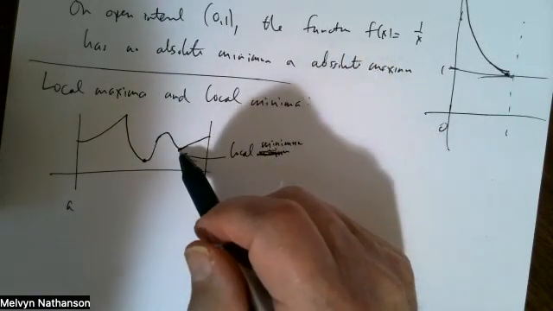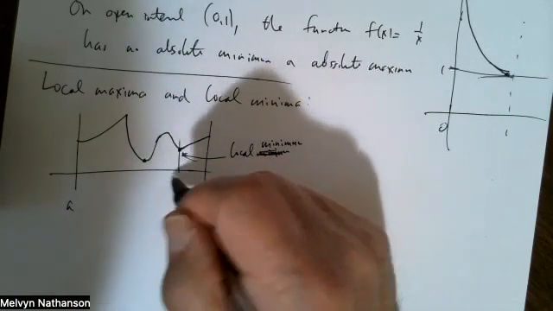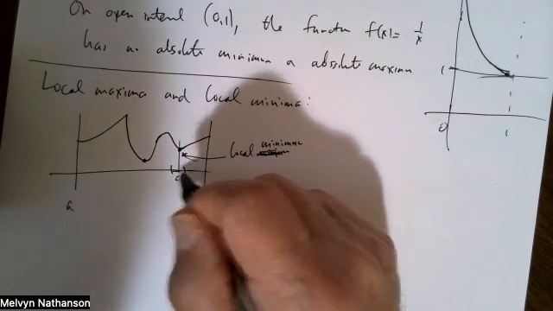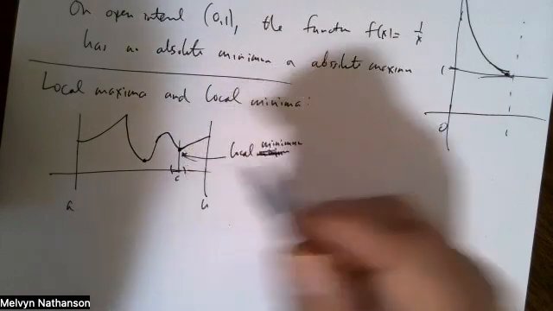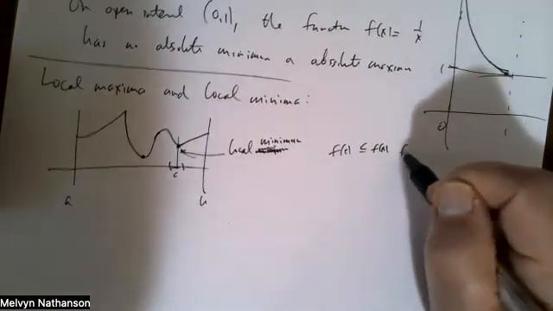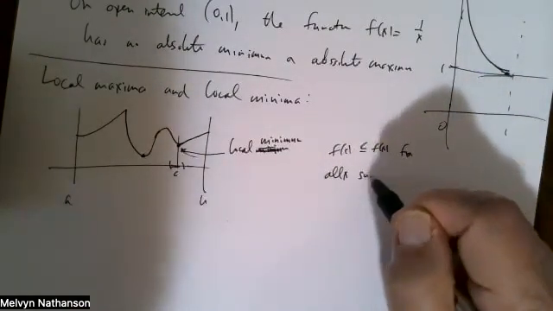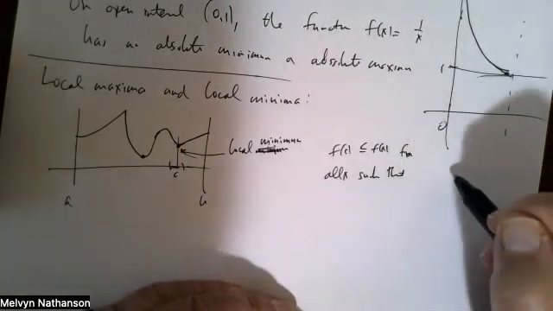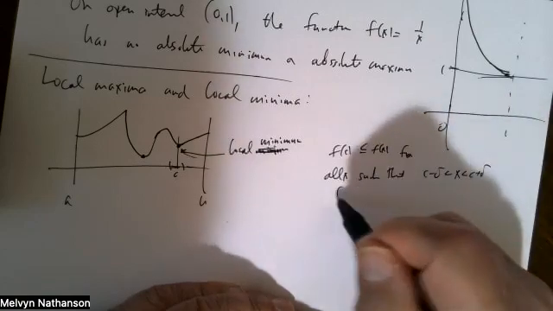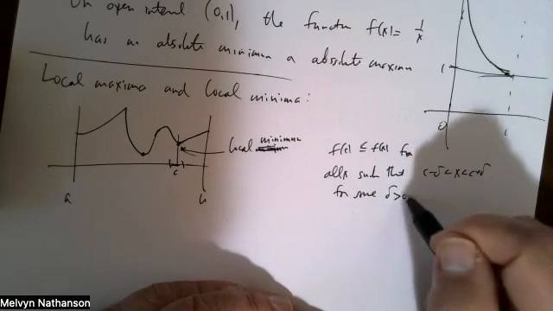So the function is not smaller here than it is everywhere else in the interval, but if you take some little neighborhood around that point called c, then for values of x close to c, f of c is less than or equal to f of x for all x such that x is less than c plus delta and greater than c minus delta, for some, no matter how small, delta greater than 0.